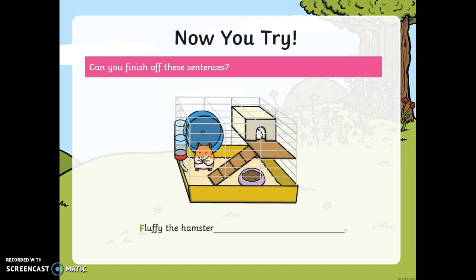Can you finish this sentence? Fluffy the hamster. Pause the video while you write your sentence. Make sure you remember to include a capital letter, finger spaces, and a full stop. That's right, you could say Fluffy the hamster is in his cage.